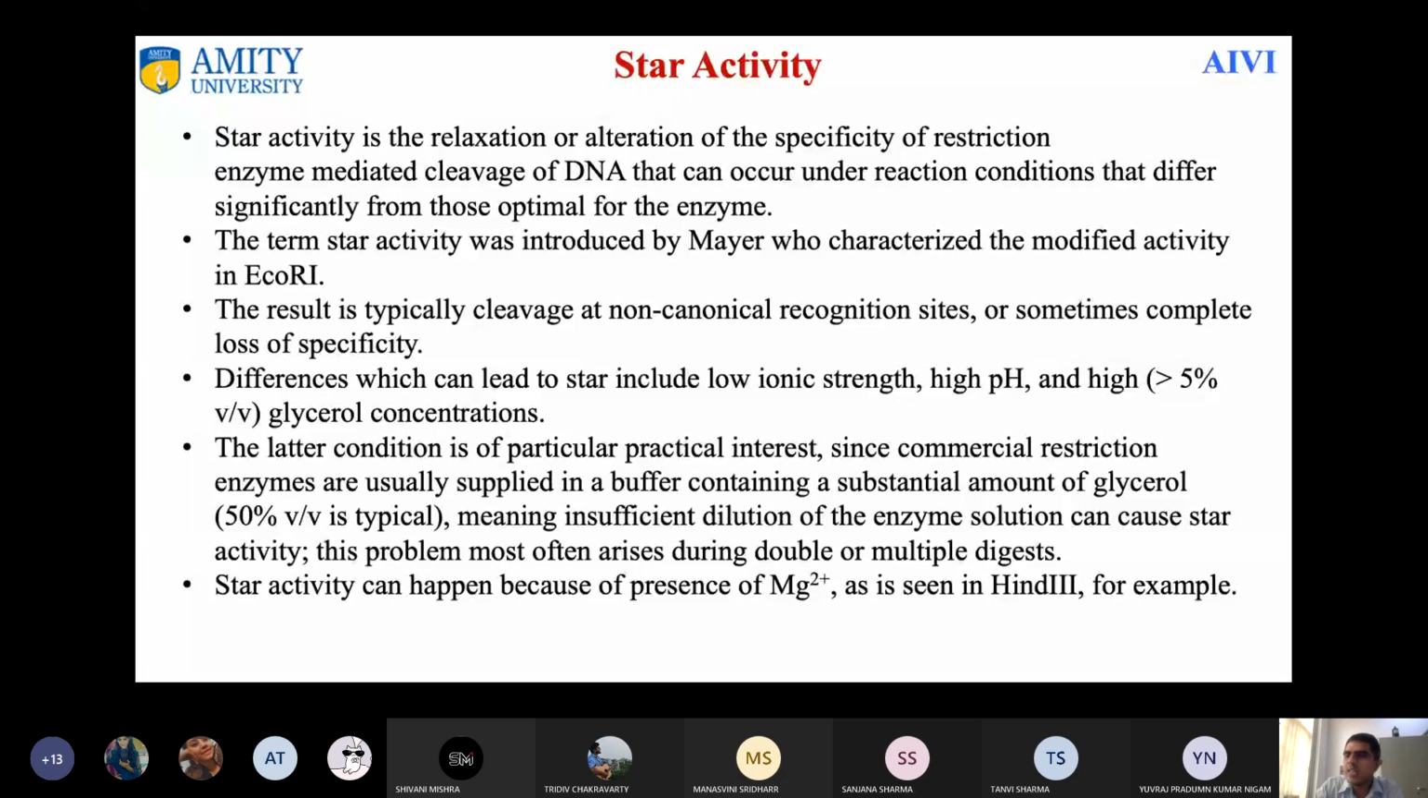So when you get any enzyme, you must check the star activity present in that enzyme. It means that if you change some upper conditions or change some dilution, that leads to non-specific activity in your experiment. So star activity can happen because of the dilution, as seen in the green line. There are also other examples, different types of enzymes and different things, that lead to star activity.